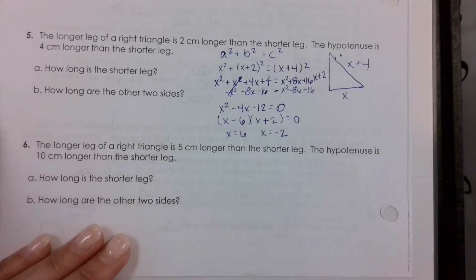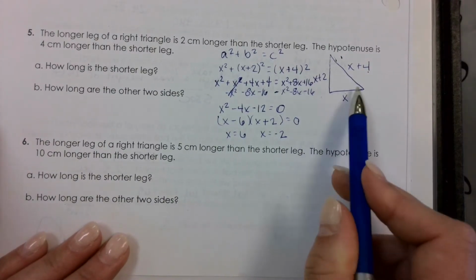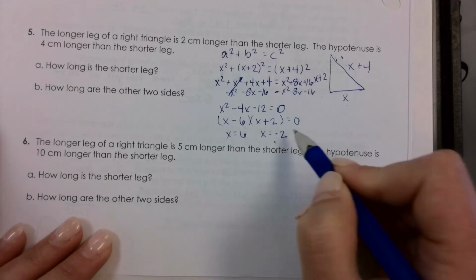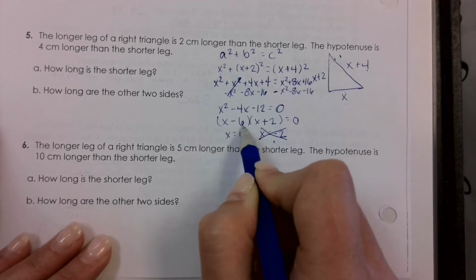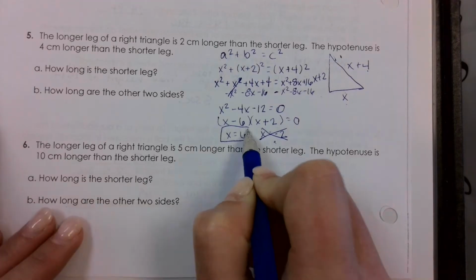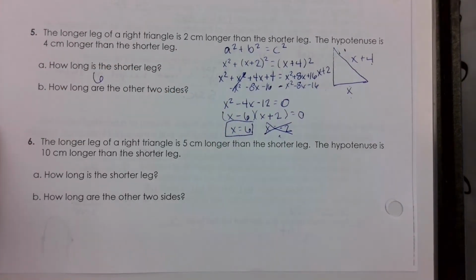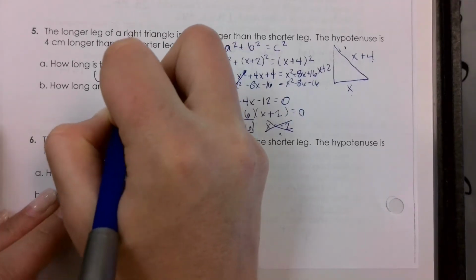So does it make any sense for us to have a side length of a triangle that is negative 2? So what are you going to do with that answer? Throw it out. What's our x going to be? 6. So that is the short leg. Do you agree? So how long is the short leg? 6. And it's in centimeters, so we can add that.